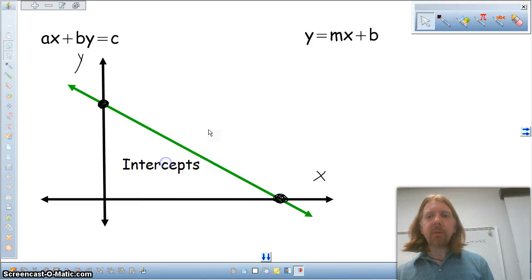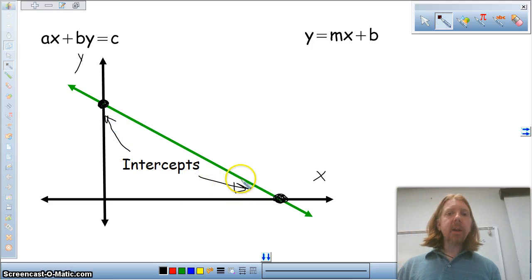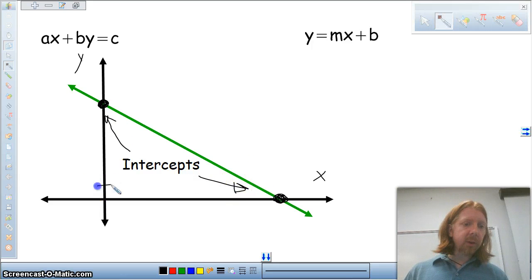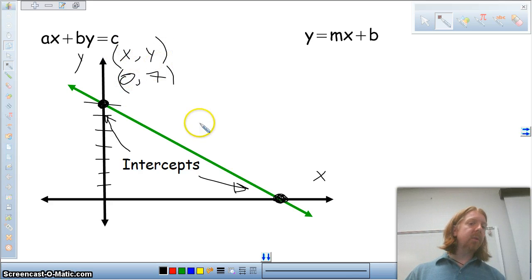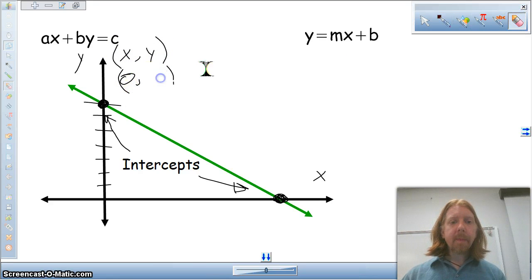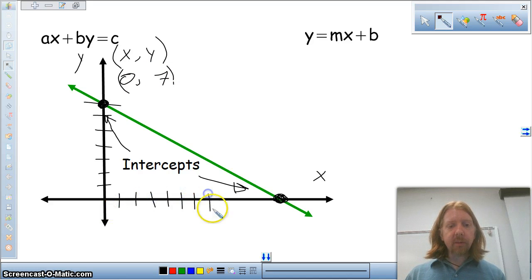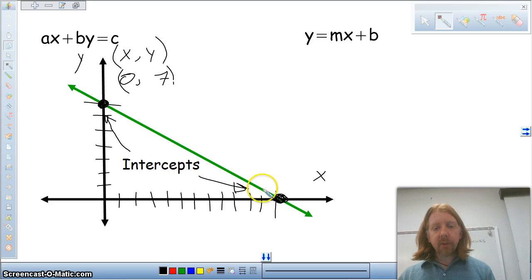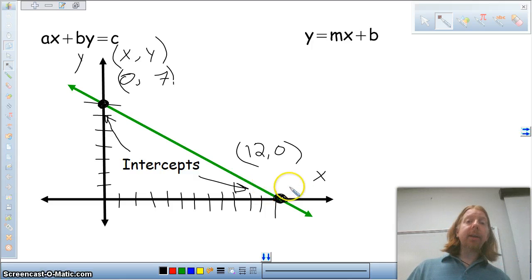Now, an intercept is also noted by the fact that the ordered pair that describes it will always have a 0 in it. So if I mark this off, 1, 2, 3, 4, 5, 6, 7, this is the point 0, 7. It is 0 in the x direction and 7 in the y direction. With this one over here, 1 through 12, is the point 12, 0, meaning it's 12 units left, right, 0 units up, down. We call those the intercepts.